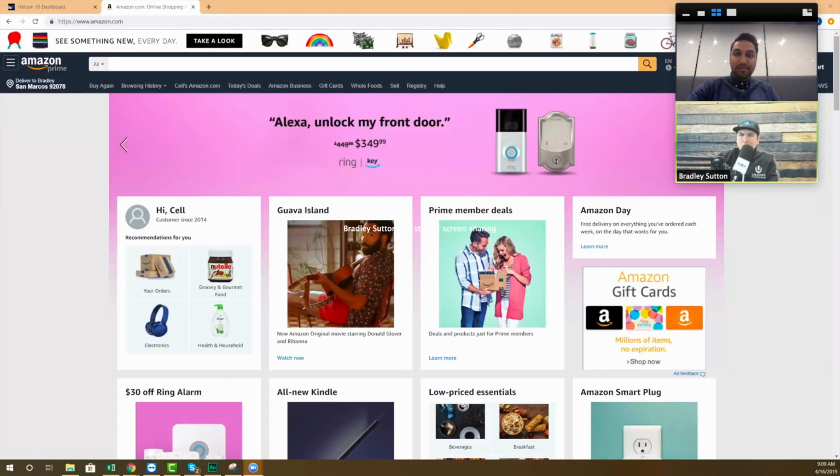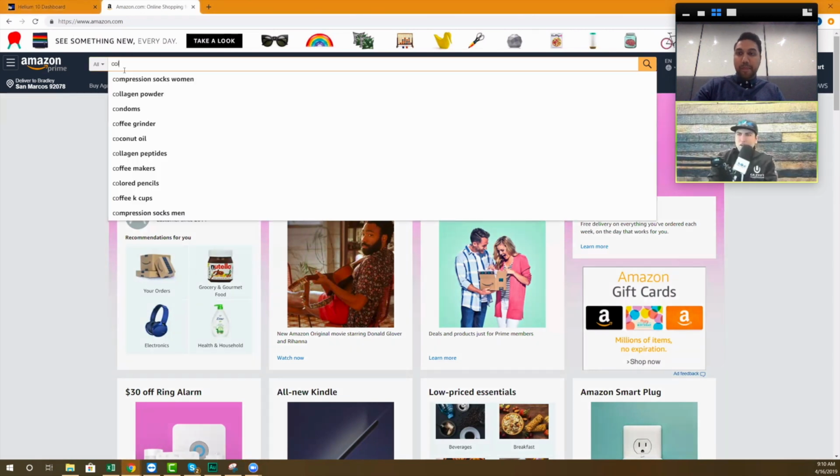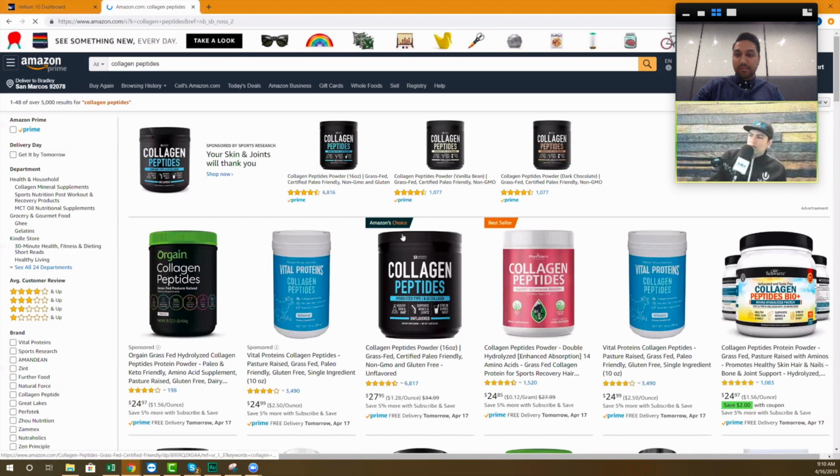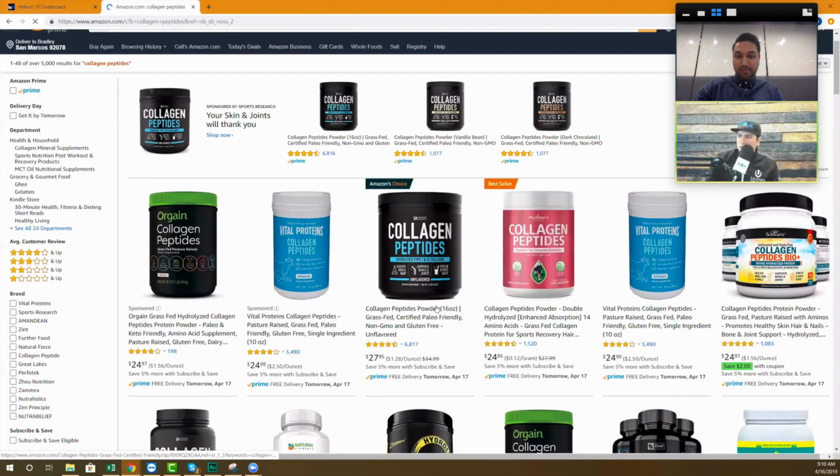Now, this example I've done before on videos, but the reason why I love it is because the first time I saw it, it just blew my mind. I searched my famous collagen peptides, which I'm always searching for, right? And I was on one of these. Let me see if they're still selling. Oh, they are still selling, all right? So I was looking at this one.